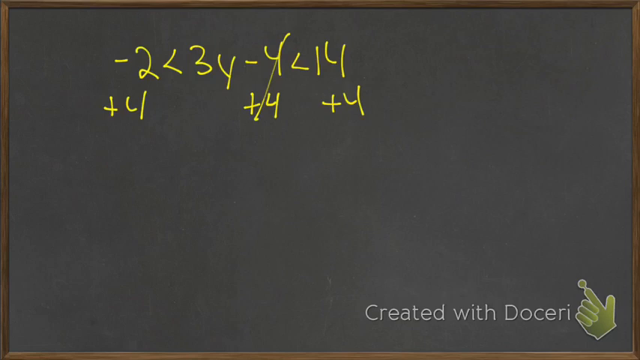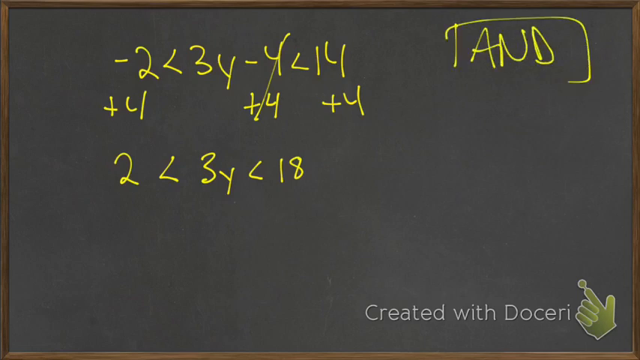If it has to be between these two values, if I shift this thing 4, I need to shift everything 4. So I'm going to be left with 2 is less than 3y is less than 18. So 3y has to be more than 2, but it has to be less than 18. Both of those, it has to be true for both, right? So this is, let me write that in the top corner. That's an "and" situation.